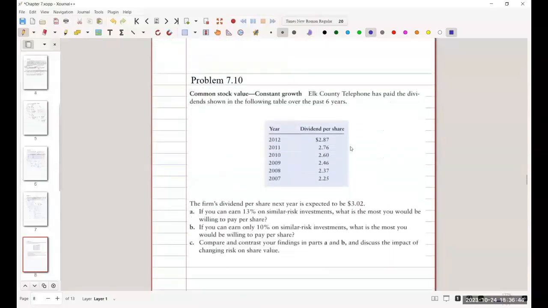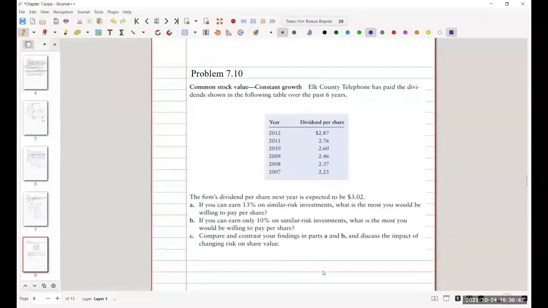Problem 10, let's see what it asks us to do. It's again based on the constant growth scenario. Elk County Telephone has paid the dividends shown in the following table over the past 6 years. This data runs from 2007 through 2012, and for all these years, dividend per share has been given to us. Then they say the firm's dividend per share next year, which will be the next year.